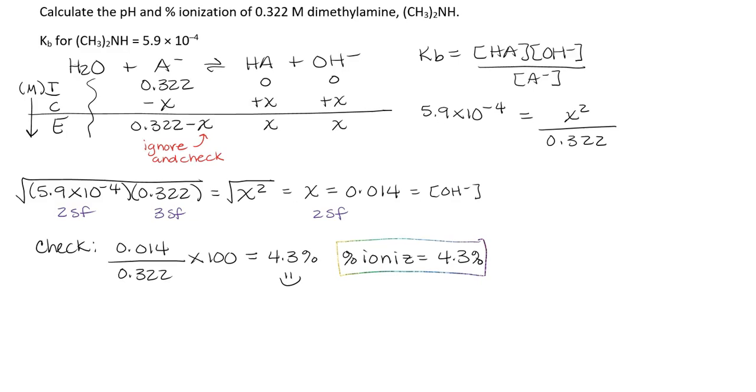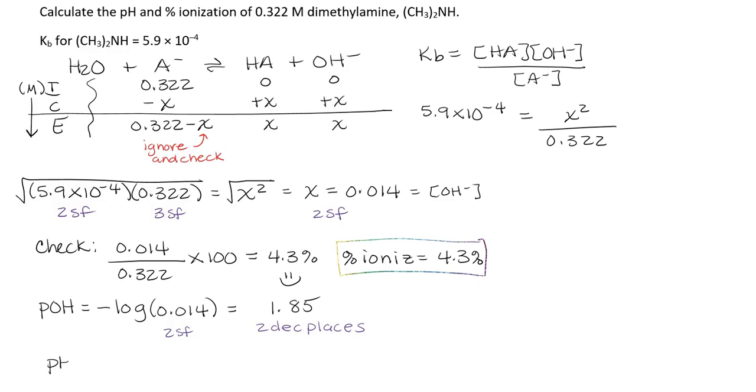To calculate the pH, we first need to calculate the pOH. pOH is negative log of the OH, so it's negative log of 0.014. 2 sig figs becomes 2 decimal places. I know we see this a lot, where it's 2 sig figs becomes 2 decimal places. It's not always the case, so it is important to check. Taking the negative log of 0.014 gives us 1.85 to 2 decimal places.